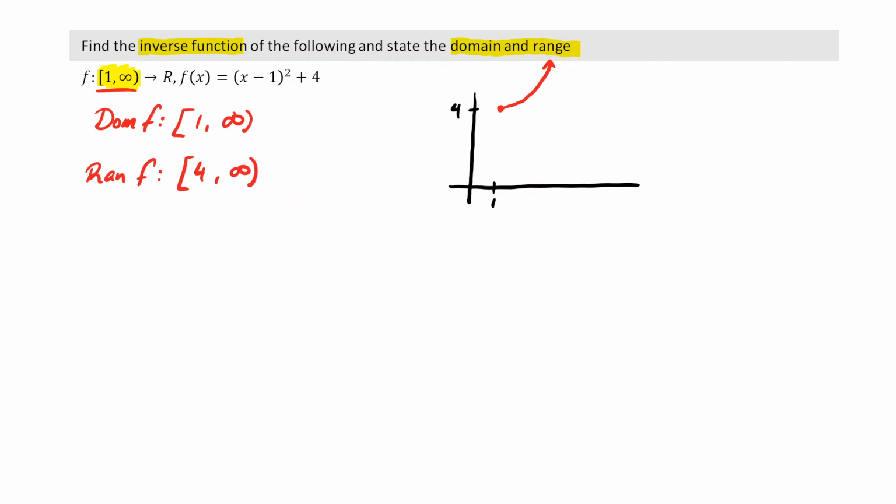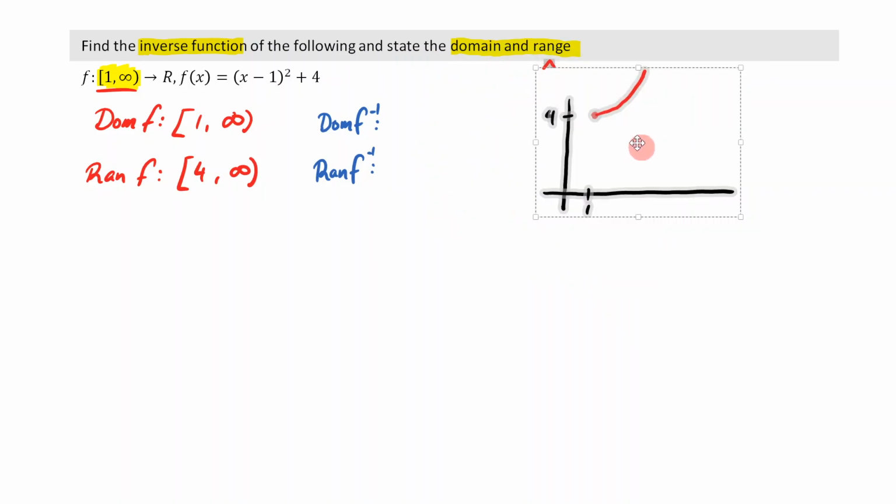Perfect. Now, once we've done this, we can now identify what the domain of the inverse is going to be and what the range of the inverse is going to be. Remember, the way in which we find the domain and range of the inverse is just by swapping them over from the original function. So the domain of the inverse is simply the range of the function, so it's 4 to infinity. And then the range of the inverse is simply the domain of the function, so it's 1 to infinity.